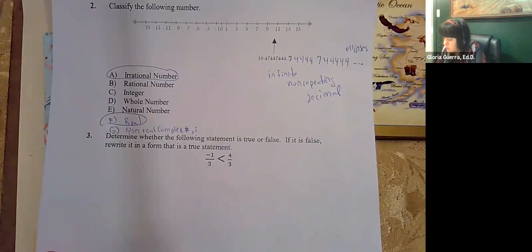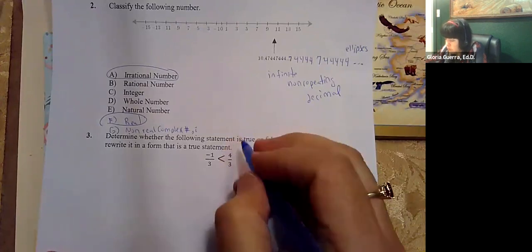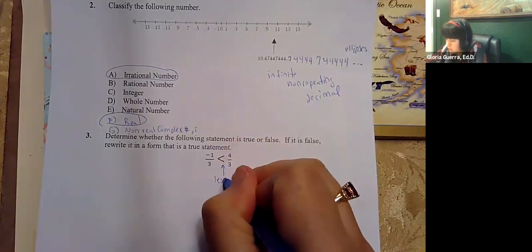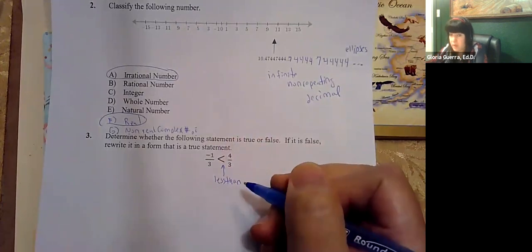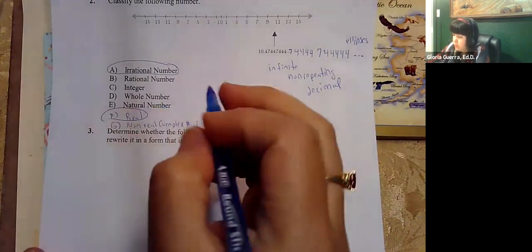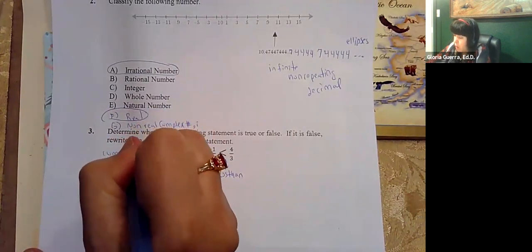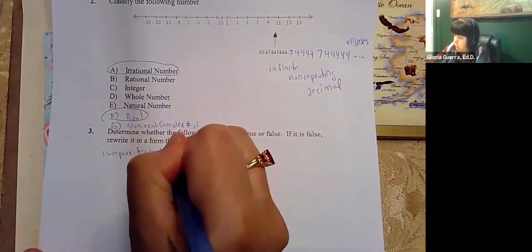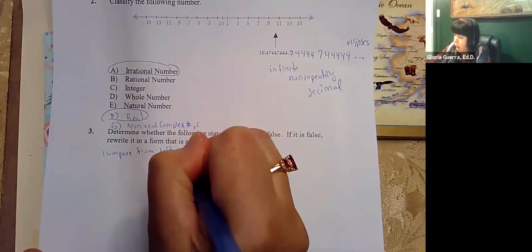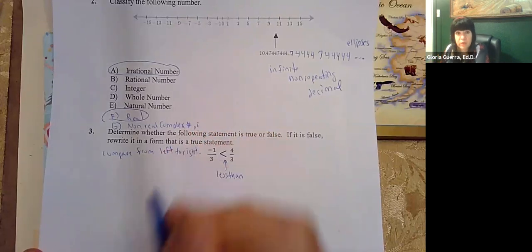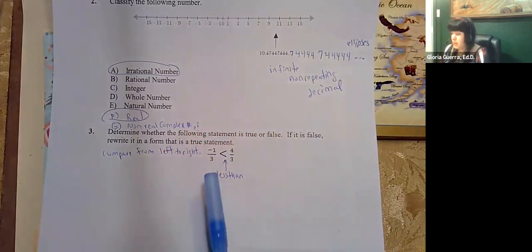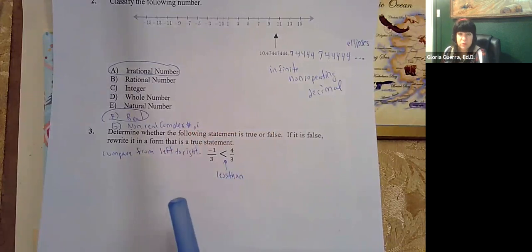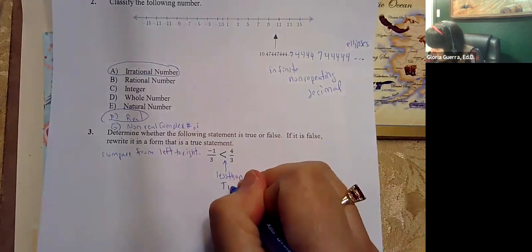Okay. They want you to determine if this is true or false. And then if it's false, they want you to make it a true statement. Okay. Well, do y'all know that this little symbol means less than? And do you know that you always compare from left to right? You always compare from left to right. So when you look at this, any negative number is always going to be less than a positive. So this is actually going to be true.